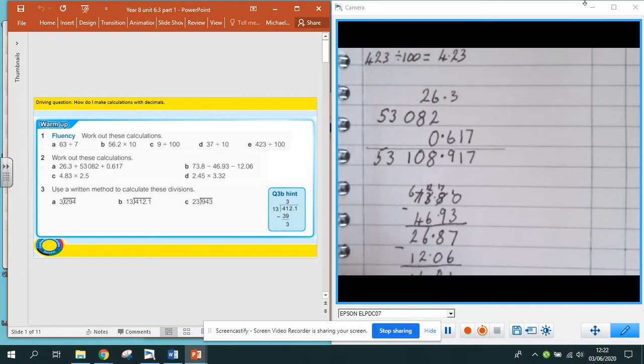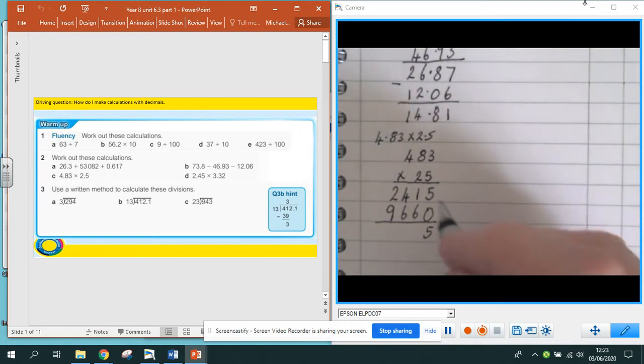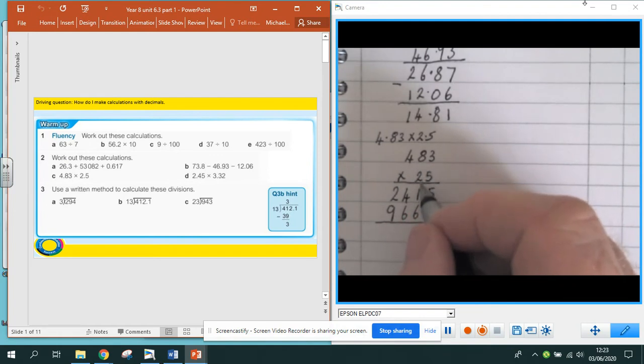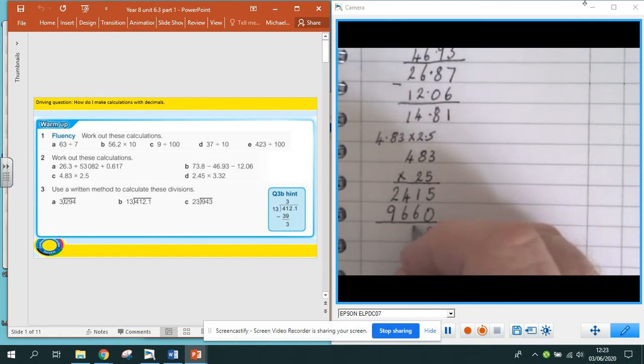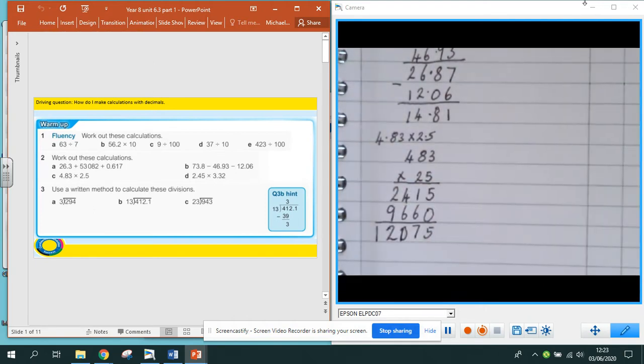Add those together. 5, sorry, I should have moved that down. 5, 7, carry 1, 1, carry 1. Sorry, 0, carry 1, 12. So now I've got those numbers, I've got to decide where my decimal point goes.